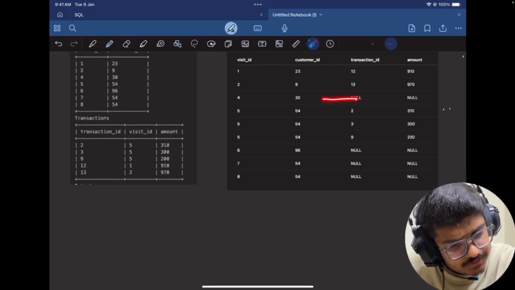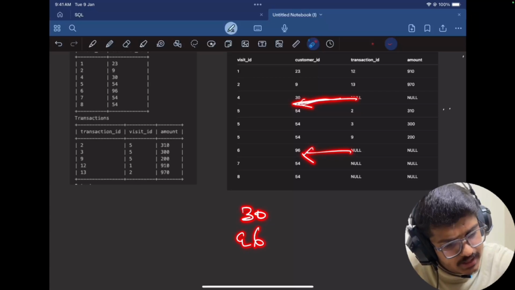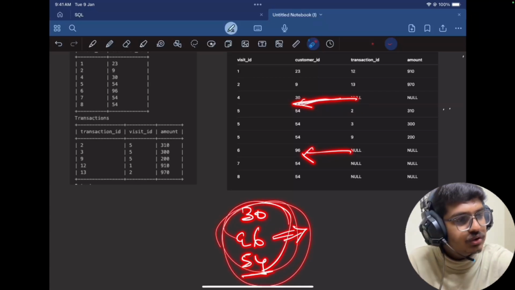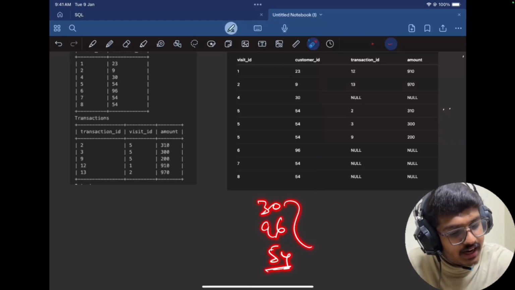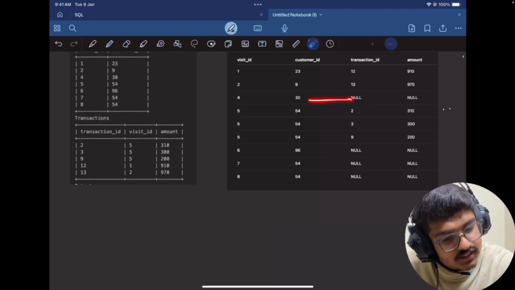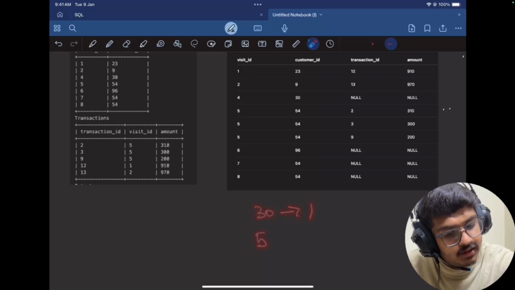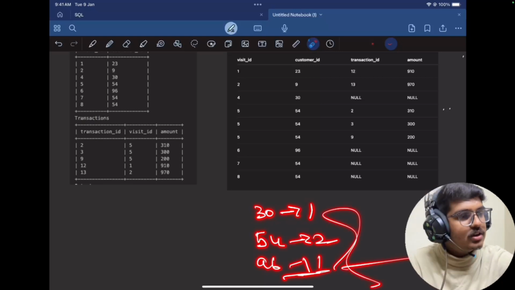The first null is over here, the customer ID is 30, the second is 96 and then 54. These are the customer IDs who did not make any transaction: 30, 96 and 54. Based on this I need to make the count. 30 visited once, 96 visited once, and 54 visited twice and did not make any transaction. So I can print 30 as 1, 54 as 2 and 96 as 1. This might be the order. This is how we do this question.